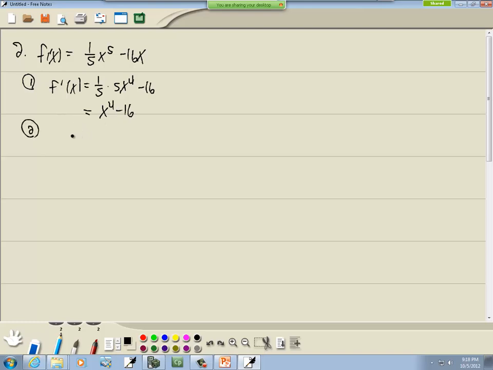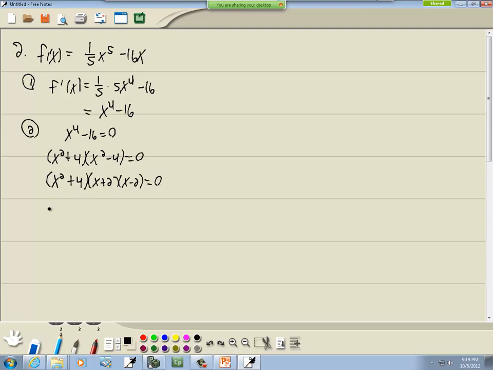Well, step 2, set that equal to 0. So we got x to the fourth minus 16 equals 0. And factor this. Now, this is the difference of two squares. So this becomes x squared plus 4 times x squared minus 4. Now I can factor the x squared minus 4 again. That's the difference of two squares again. So this becomes x squared plus 4 times x plus 2 times x minus 2. And that's as much as we can factor it.